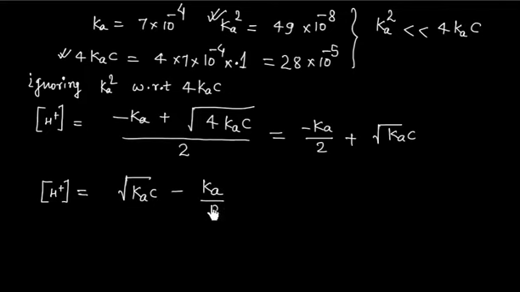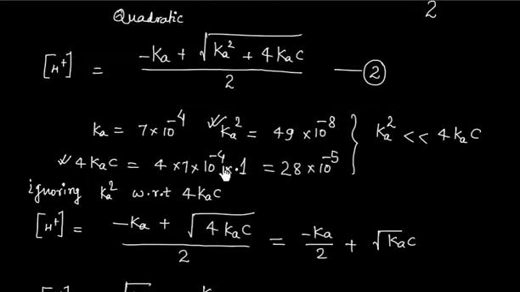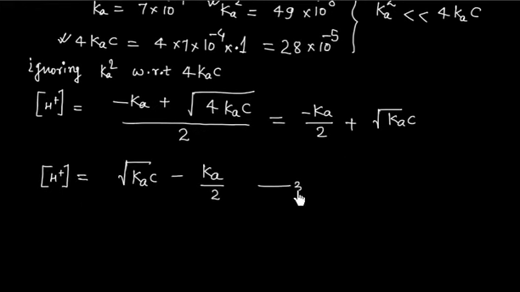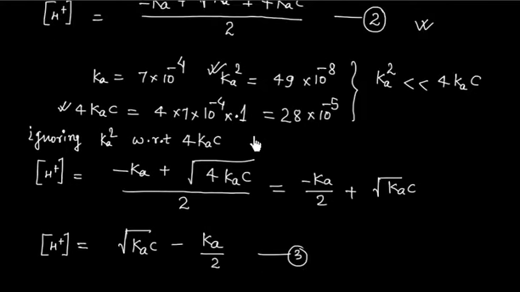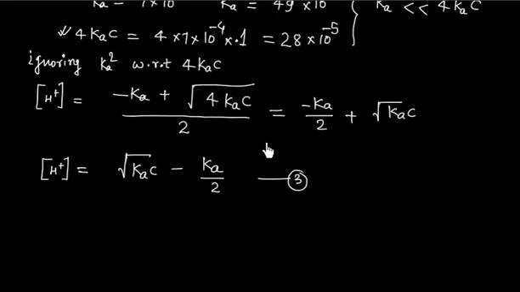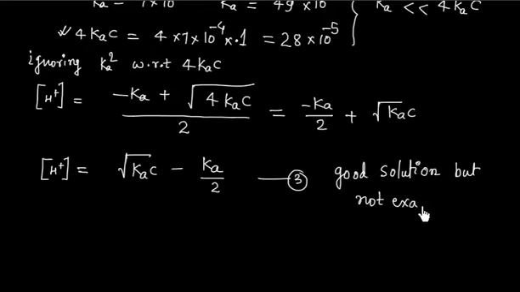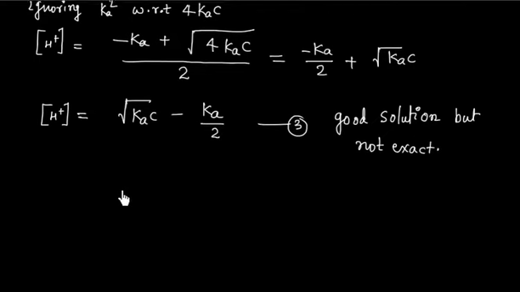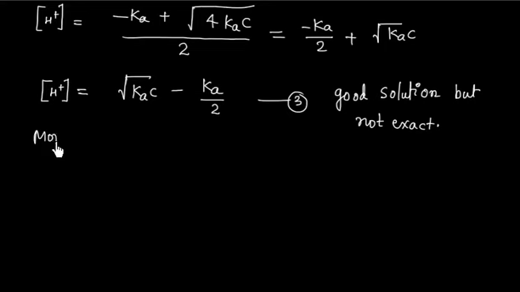So this solution, you see, I am getting from the exact solution. Let us call this solution number 3. This is not exact because I have made some approximation in this case, but it gives an even better result. So this is a good solution but not exact. Even I can do some more approximation. So let us do some more approximation.